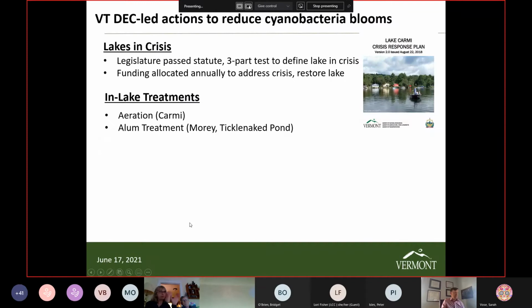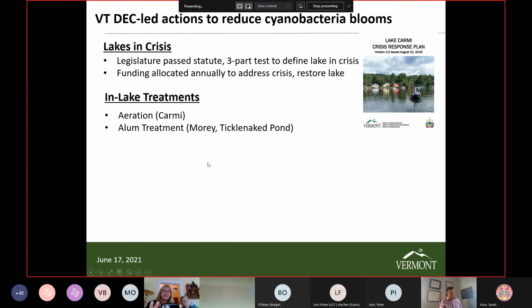A few other things that the state has put in place to try to reduce cyanobacteria blooms: a number of years back, because of some real problems with blooms at Lake Carmi, the Vermont legislature passed the Lakes in Crisis statute, which first has a 3-part test to define when a lake is in crisis, and Lake Carmi did indeed pass that test. And then that program allocates funding annually to address this lake in crisis and restore the lake.